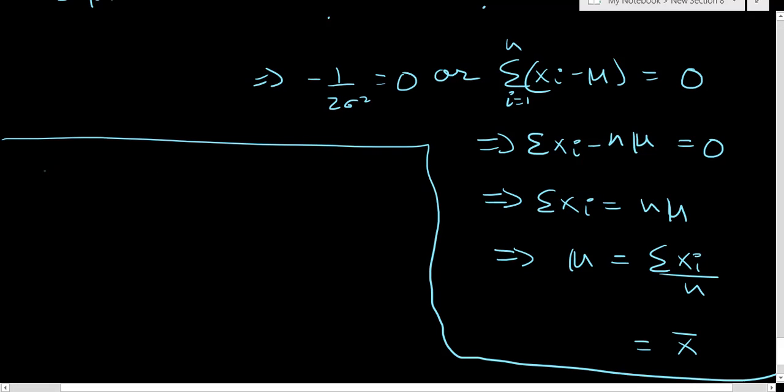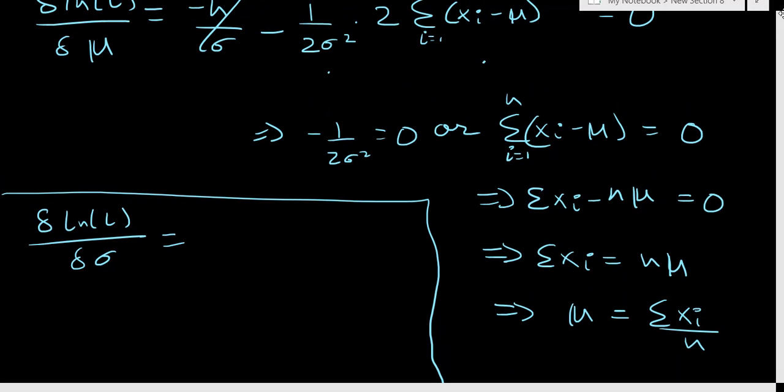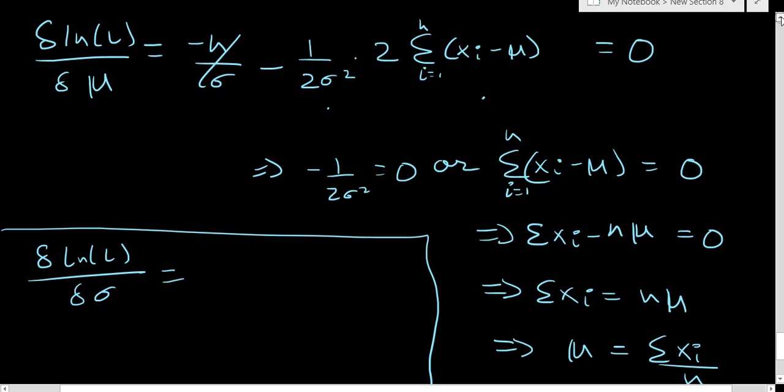With the second part, that is with sigma, I will take a derivative again, so that would be the derivative of ln of L with respect to sigma, right? Let's differentiate this. This is a bit more complicated than the last part.